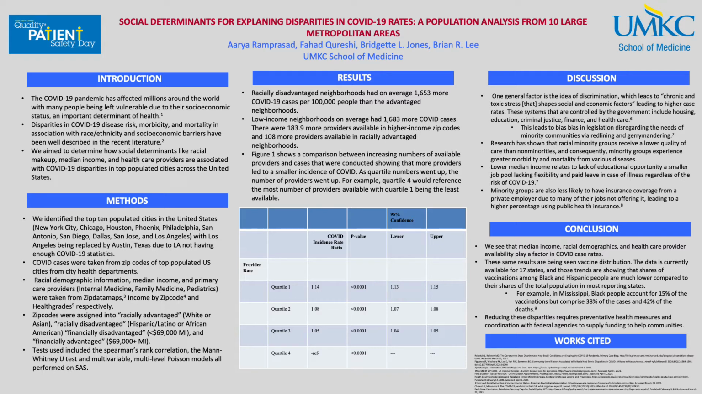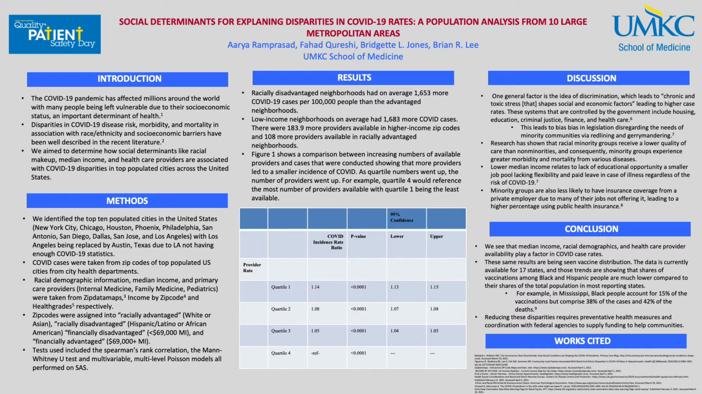Our results showed us that racially disadvantaged neighborhoods, on average, had 1,653 more cases per 100,000 people than the advantaged neighborhoods. Low-income neighborhoods, on average, had 1,683 more COVID cases. There were 183.9 more providers available in higher income zip codes and 108 more providers available in racially advantaged zip codes.